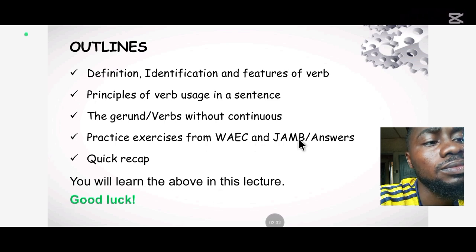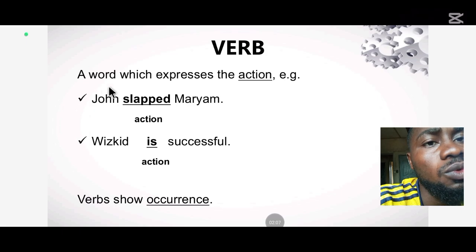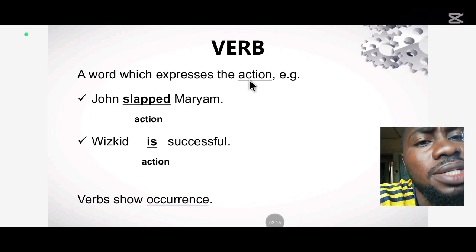Verb. A word which expresses an action is a verb. For example, John slapped Mary, like John gave Mary a hard slap. You can see the word in bold here: slapped. That's the verb. It shows action. Something happened: John slapped Mary.